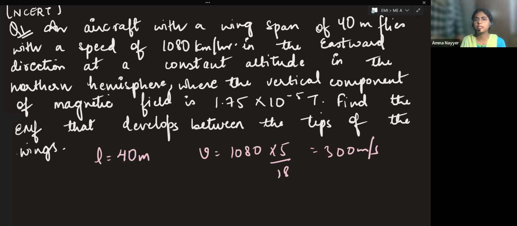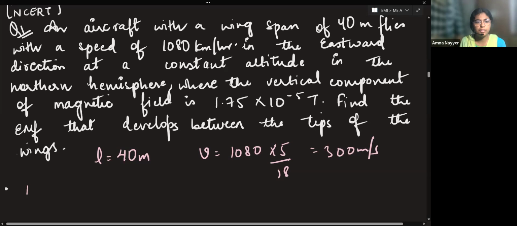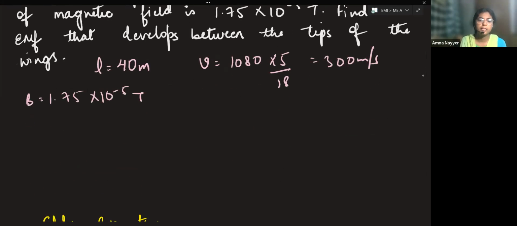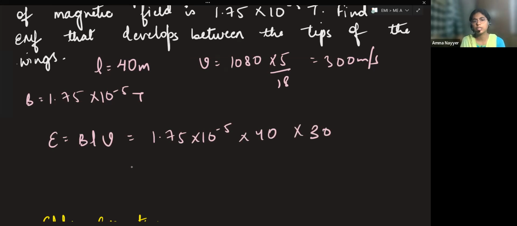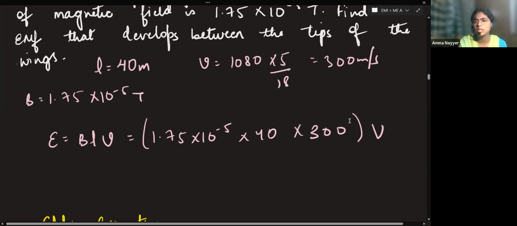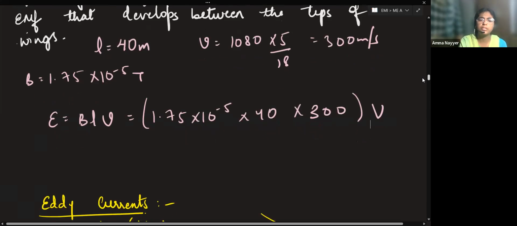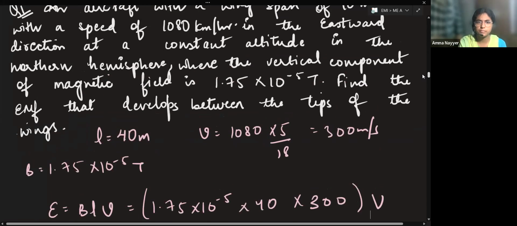Just check it's 300 or not. And magnetic field is 1.75 into 10 to the power minus 5 Tesla. What's the formula of EMF? The EMF that will develop will be VLB. This will be 1.75 into 10 to the power minus 5 into 40 into 300. Whatever you get, you'll solve this much. Simple.